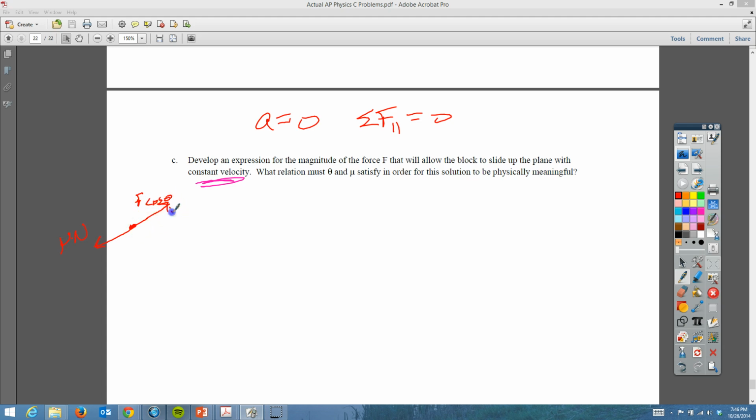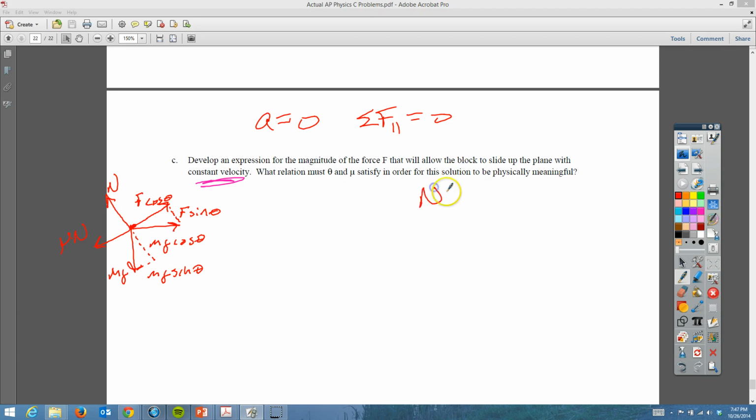We know that this side of the triangle for this F is F sine of the angle. We have mg pointing down, but then we have two sides of the triangle. This is mg cosine of the angle. This is mg sine of the angle. I'm trying to do this fast since you've seen it before. And then this is N.